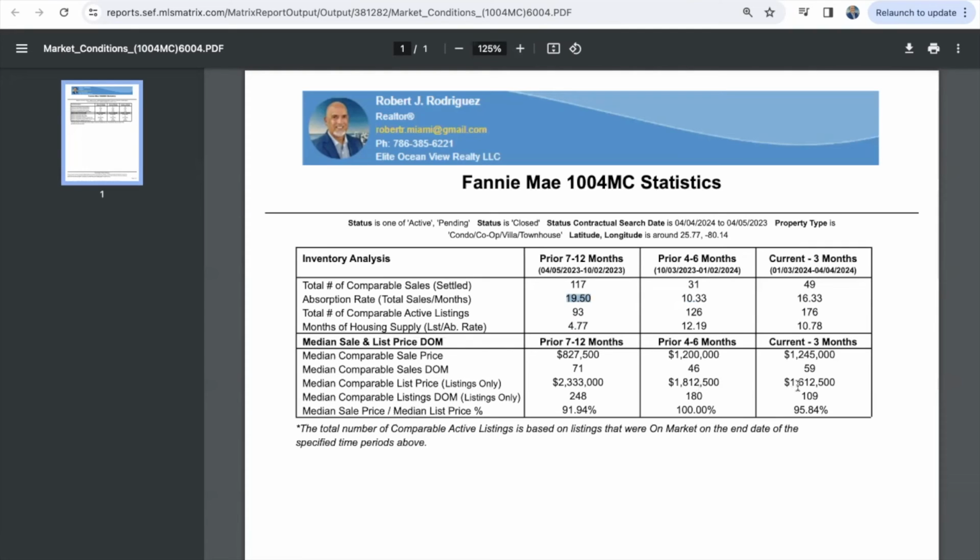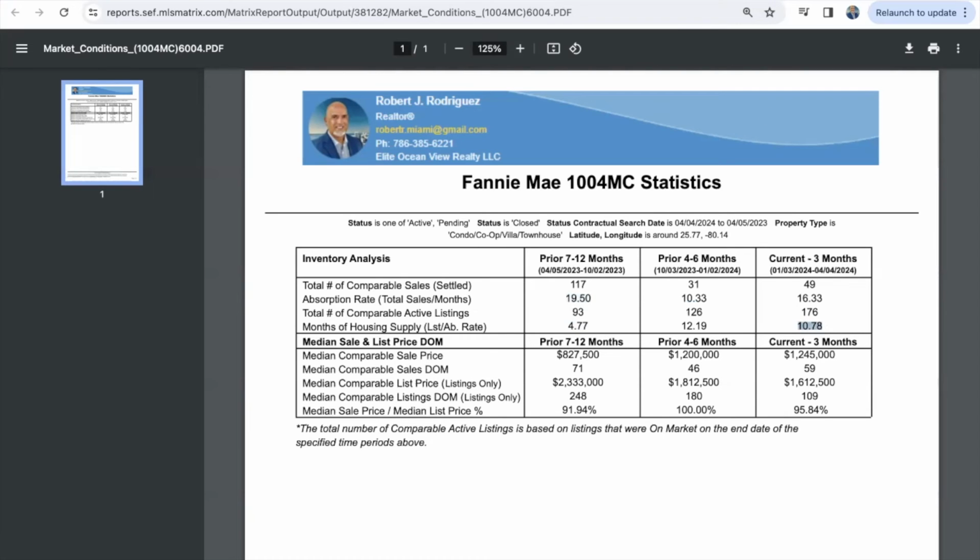However, our sales prices are at an all-time high in the last year. 827, 1.2, now 1,245,000. So it's a market that's showing that list prices are dropping. However, the sales prices are increasing. So with 10 months of inventory south of Fifth Street, there's a lot of competition.